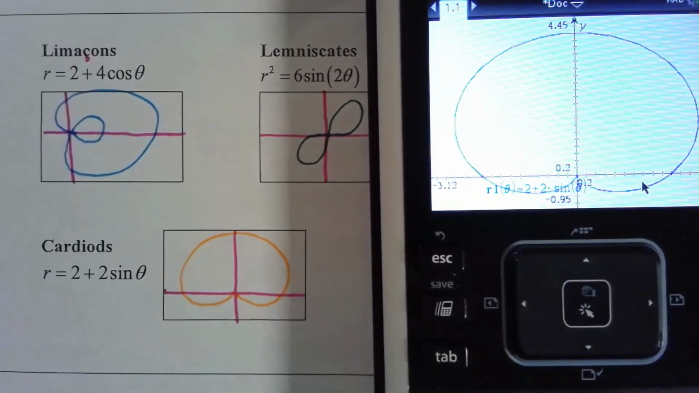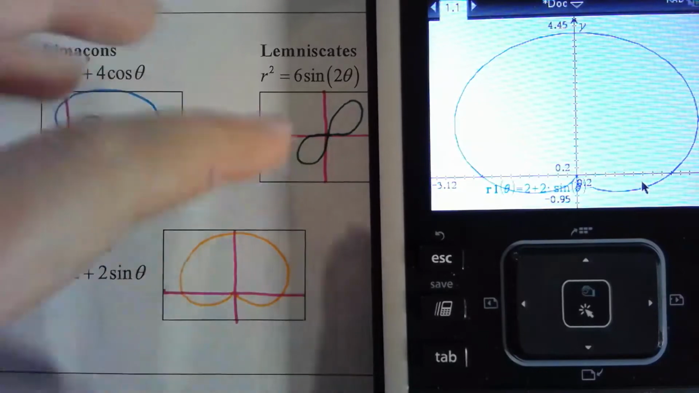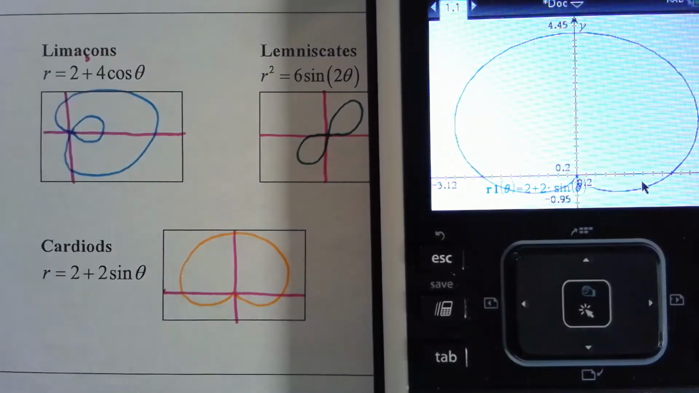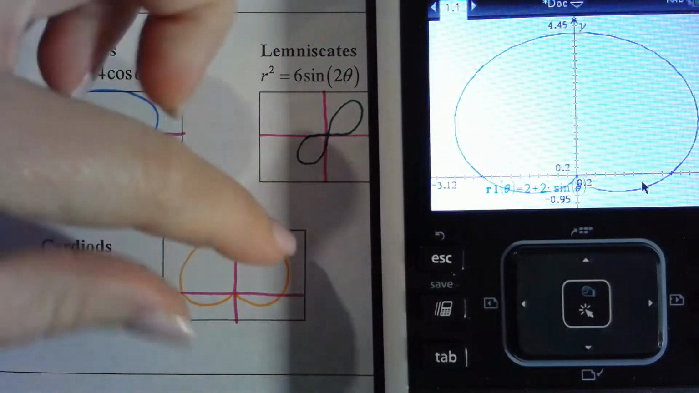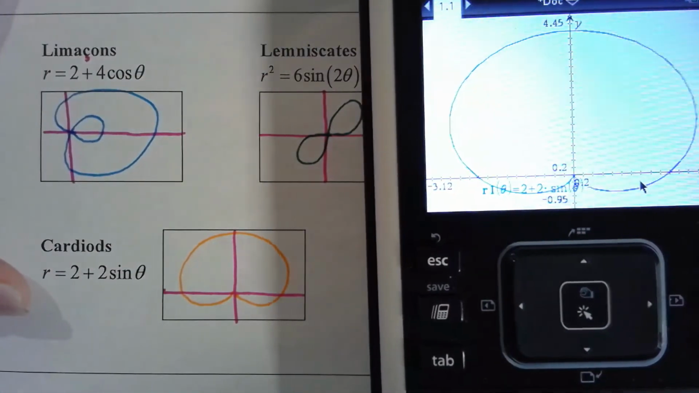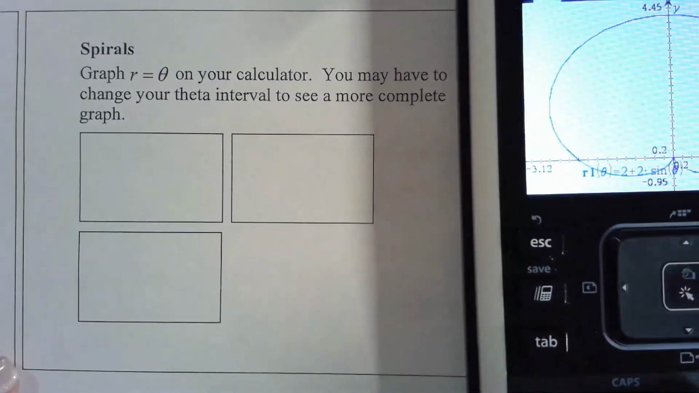Now, all of these graphs, by the way, depending on if we use sines versus cosines or different numbers, or if there's a plus versus a minus, things are going to change. And even if this graph was kind of on its side, it would still be a cardioid. But again, just playing around with some of these different curves and showing you about the calculator. Okay. The last curve I want to look at is what we call a spiral.